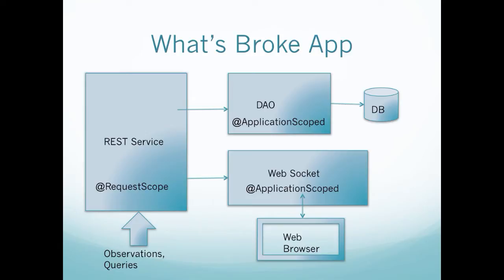Now, the DAO, like I said, I'm going to fake out in this particular application and have one that is basically just a hash table, and the data is going to be stored in that. So that one naturally fits into an application scope, but it doesn't necessarily have to. Depending on the type of DAO we were using, it may make more sense to have something else.